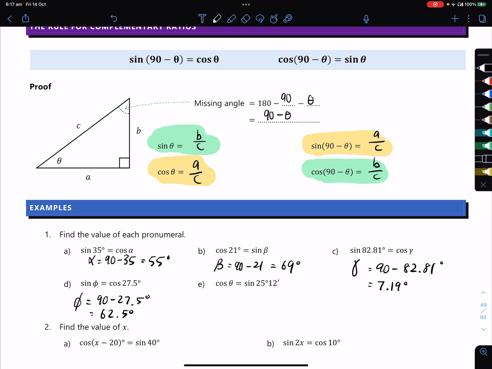For A, theta would equal 90 minus 25 degrees, 12 minutes. And just remember to press the degrees, minutes, seconds button on your calculator whenever you're typing any kind of degree or minutes. So 90 minus 25 degrees, 12 minutes is 64 degrees and 48 minutes. Again, if it comes up as a decimal on your calculator, press this to adjust it so that it shows degrees and minutes.